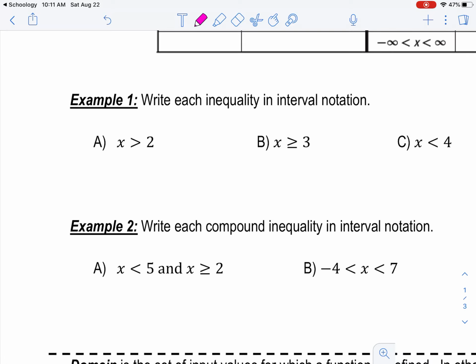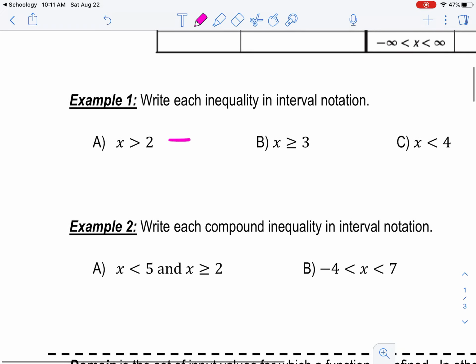Okay, so this one says write each inequality in interval notation. So if you can do this without drawing it, great. If you can't, I always tell everyone, if you're getting things wrong, you need to sketch it. Okay, so if I needed to know what this looked like, there's a 2 right here. It's open because it's greater than, not greater than or equal to, and all values greater than are this direction.